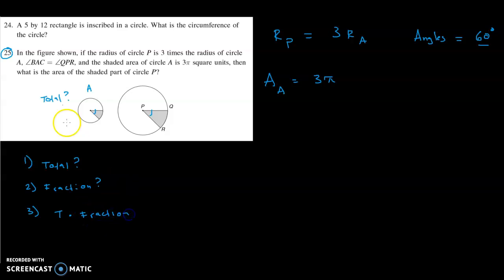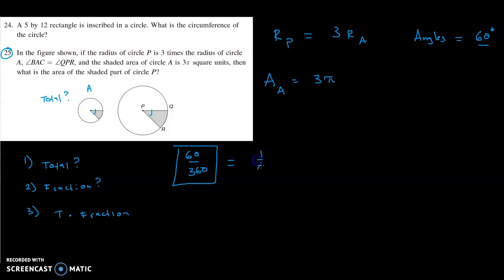Starting with a small one, we know that the fraction is, if it's 60 degrees, 60 out of 360. And again, we just randomly picked that number, but that's a nice, easy fraction to use.